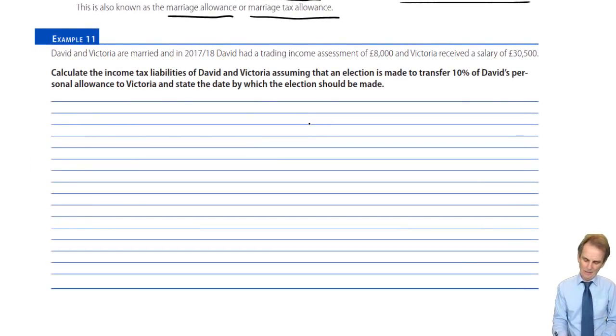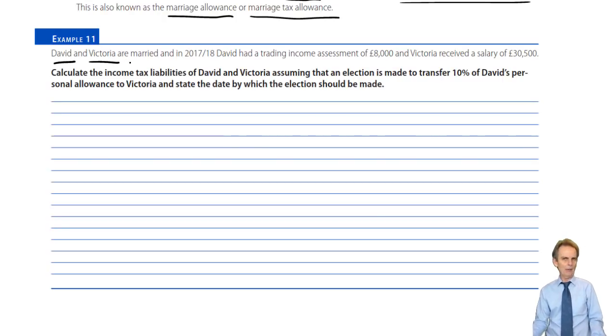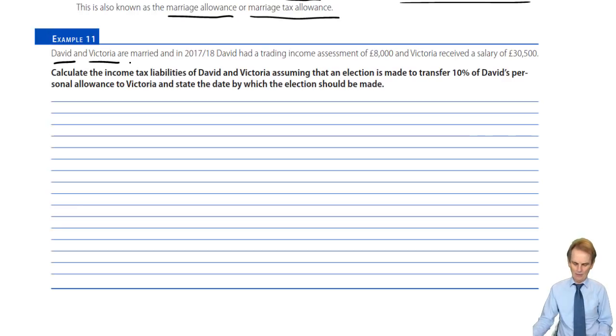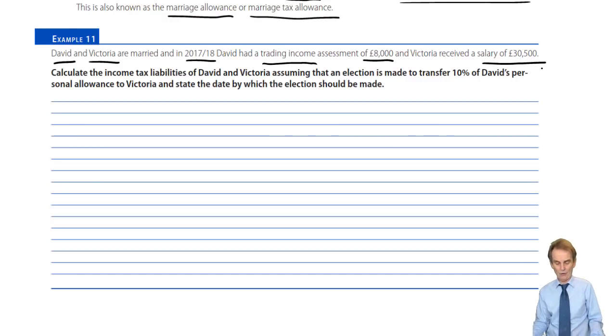We've got our famous spouses here, David and Victoria. I suppose I should be talking about, I must update this to Harry and Meghan maybe these days. But David and Victoria are married. And in our tax year, 17/18, David has a trading income assessment of £8,000, whereas Victoria, the rather better off spouse, received a salary of £30,500.